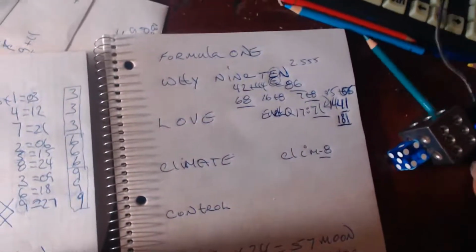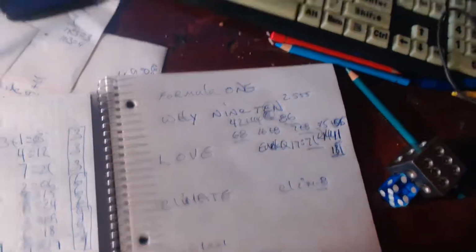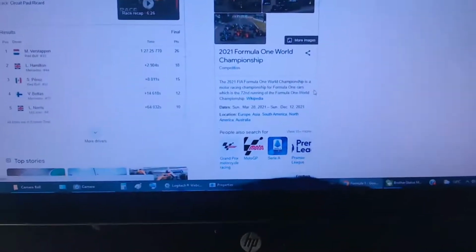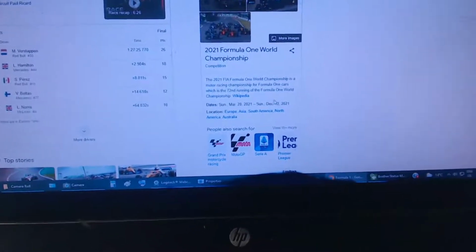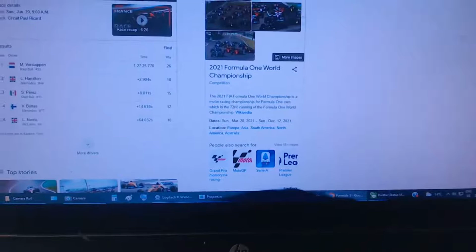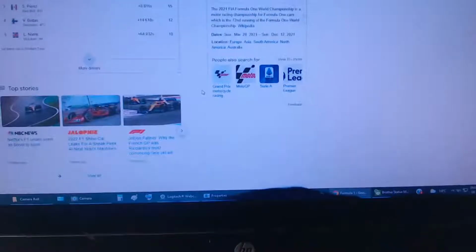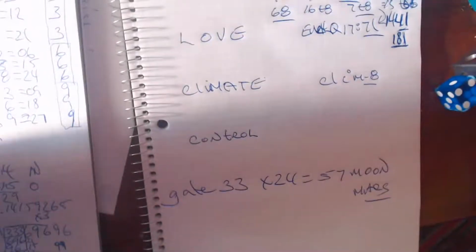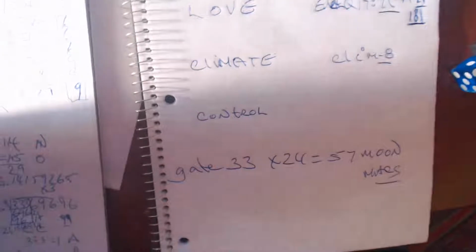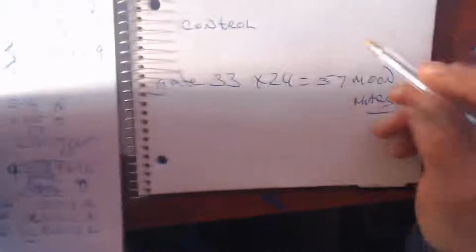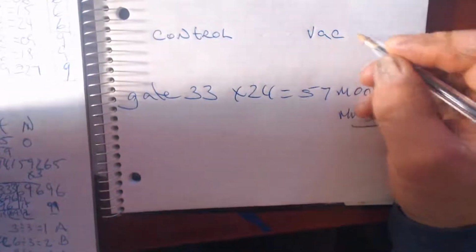Formula One, I think, is, hold on a second. Formula One World Championship competition is a motor racing championship, one cars, which is the 72nd running. Wow, 72. Wow, we're into a quarter cycle. Wow, that's amazing, right? So that's what Formula One is. We're going to look it up again. And you want to see The Vacation? You ever see The Vacation?